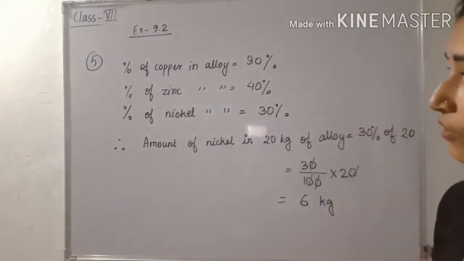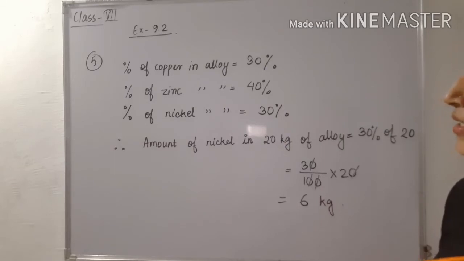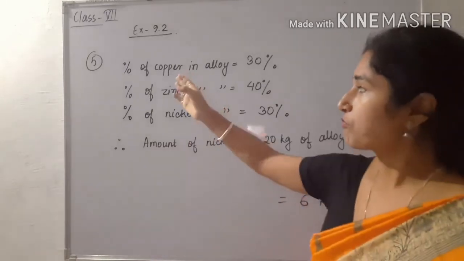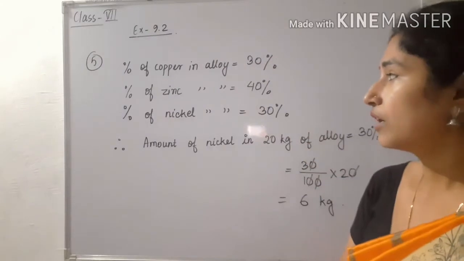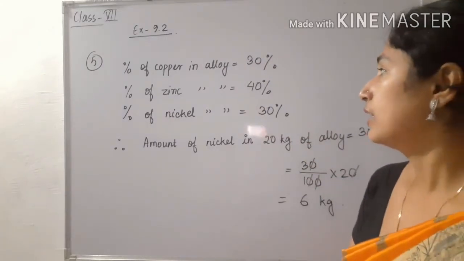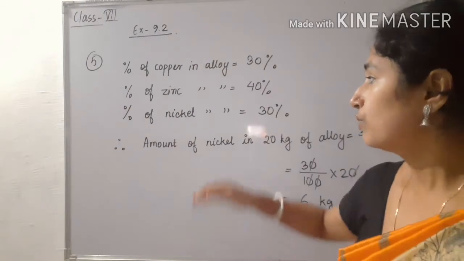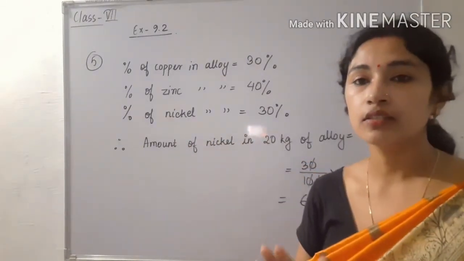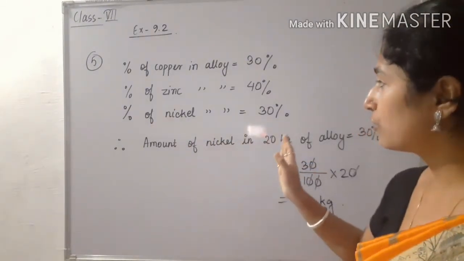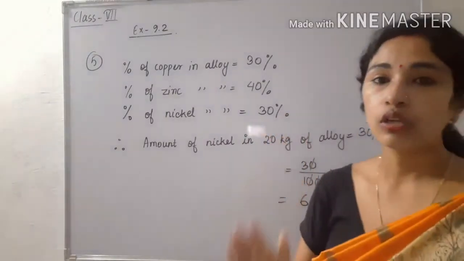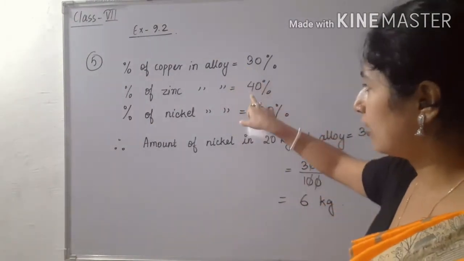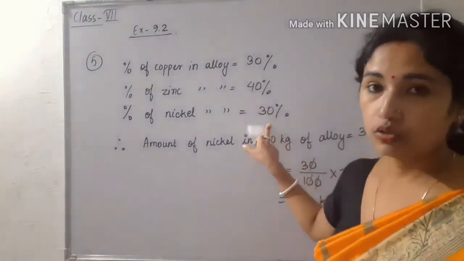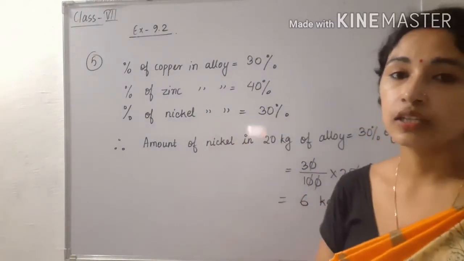In question number 5, the percentage of copper in an alloy is given. You know that an alloy is a mixture of elements. So the percentage of copper in the alloy is given as 30%. Similarly, the percentage of zinc in the alloy is given as 40%. The remaining is nickel. So what will be the percentage of nickel? We can easily find it. We know that the total is 100%. That means from 100, if we subtract 30 and 40, we will get 30. So this is the percentage of nickel present in the alloy.